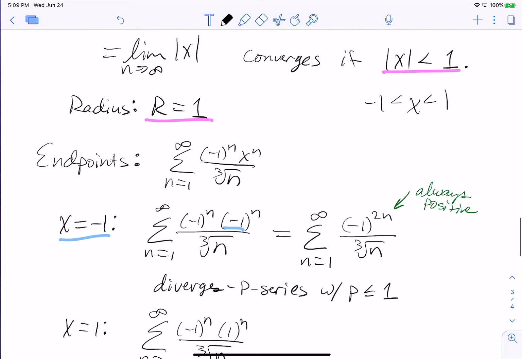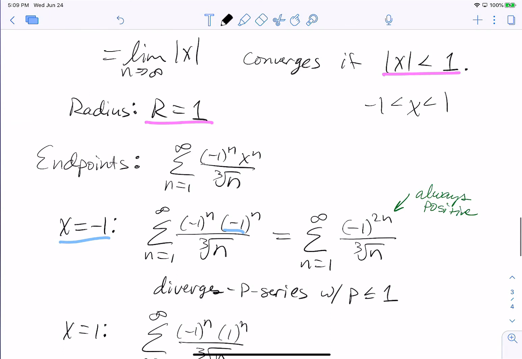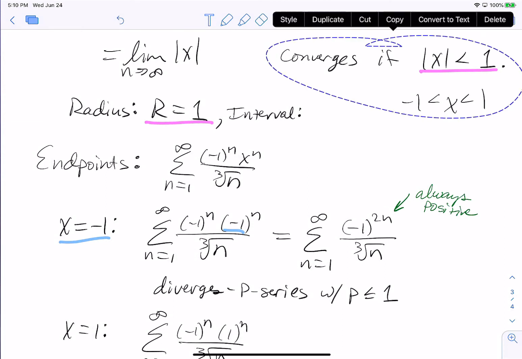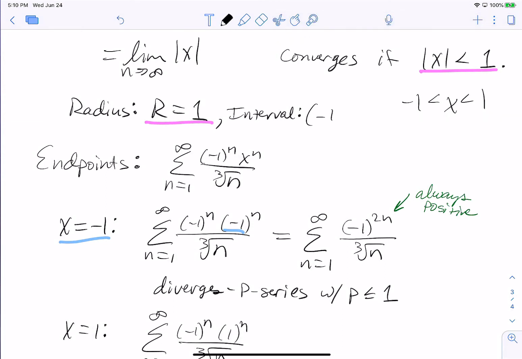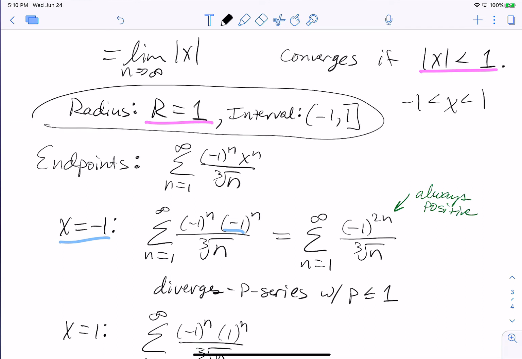So back up here, we have a radius of r equals 1 and an interval, which is, let me just move this out of the way a little bit, negative 1 to 1, not including negative 1, but we do include 1.